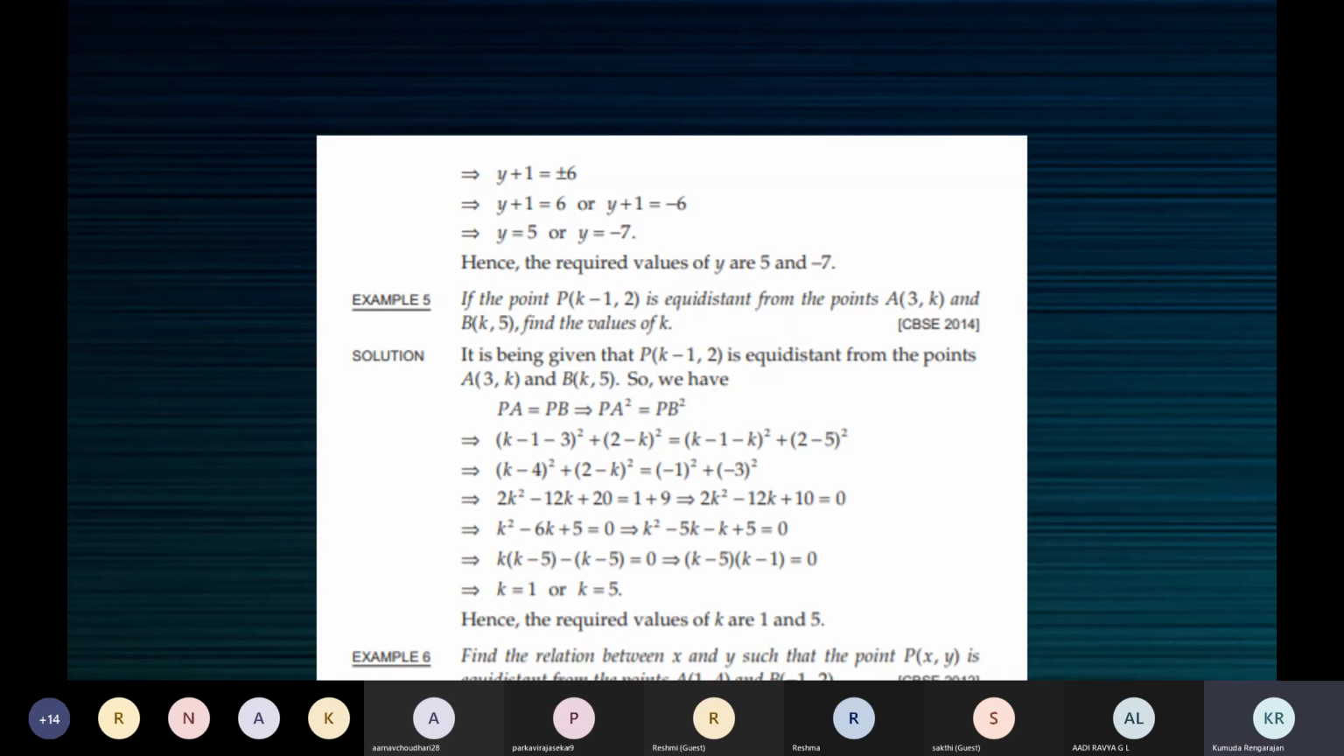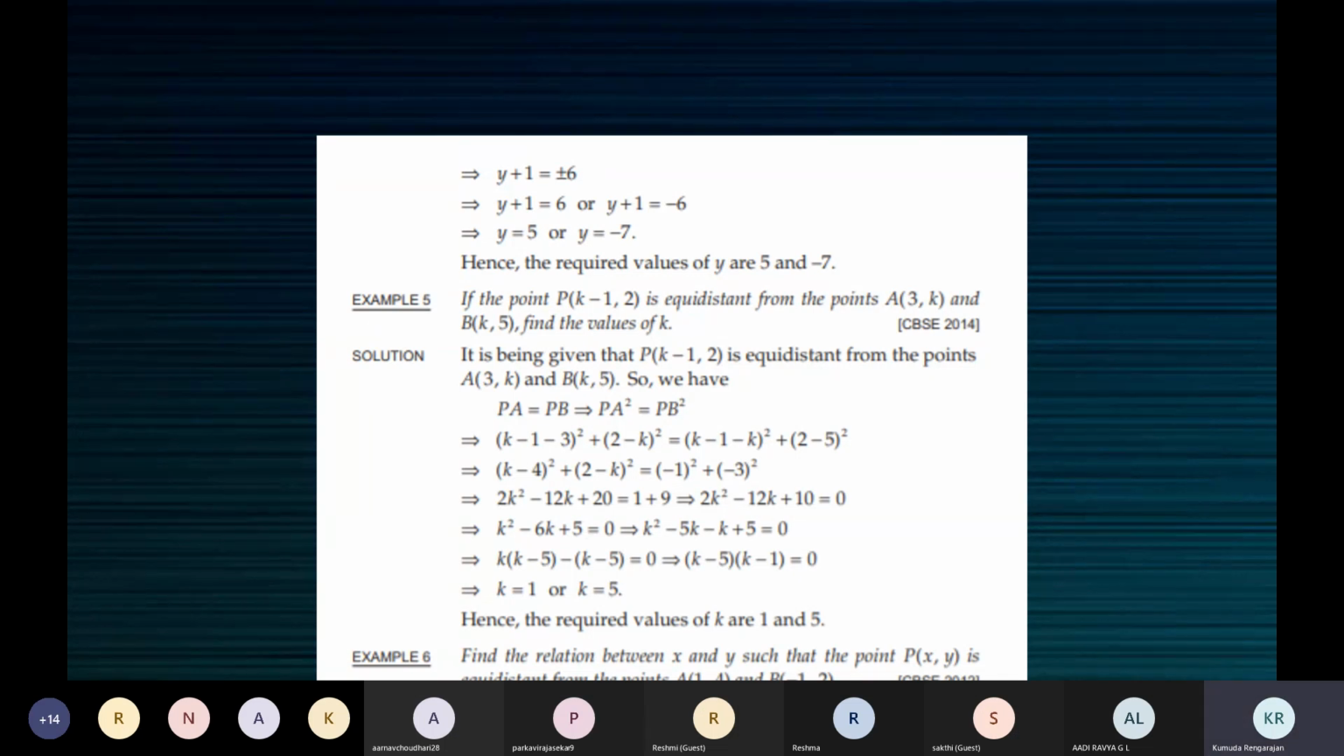If the point P given by K minus 1, 2 is equidistant from the points A, 3, K and B, K, 5, find the values of K. So it's given that P is equidistant. That is, it's at equal distances. The distance from P to A is the same as the distance from P to B.